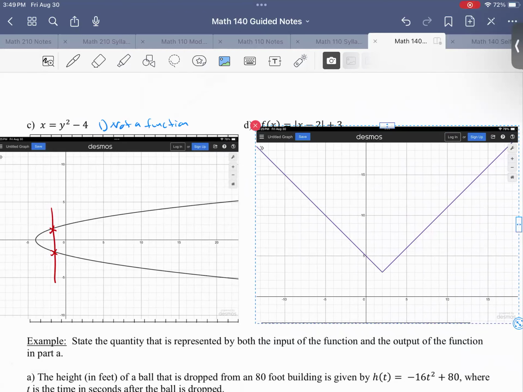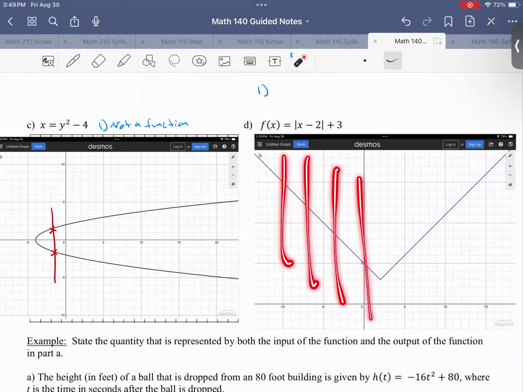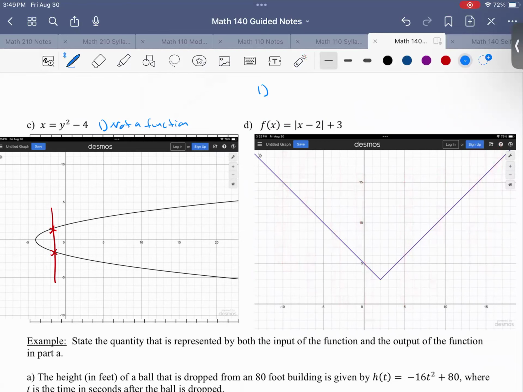Okay, so you should get something like that. And we'll go through the checklist again. So one, is it a function? I'll draw a straight line, not intersecting it more than once. So this is, yes, a function.